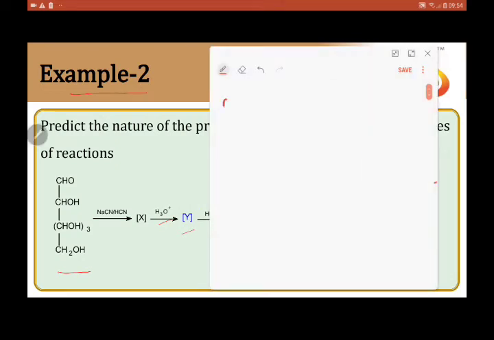This is the compound given: CHO, CHOH, CHOH thrice, CH2OH. Looks like glucose, but we don't know the configuration at each carbon. NaCN and HCN cause an addition reaction. We can see there's an aldehyde group. Aldehydes or ketones react with HCN. Nucleophilic addition takes place. So this C double bond O, with H and CN, the pi bond breaks, H adds to oxygen and CN adds to carbon.